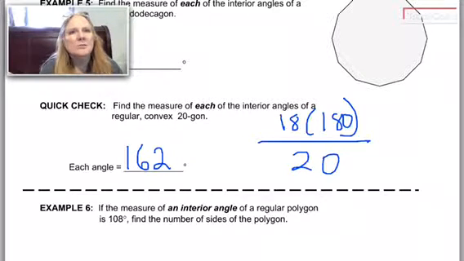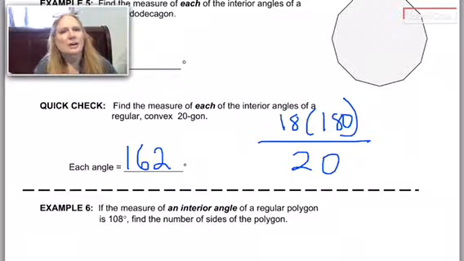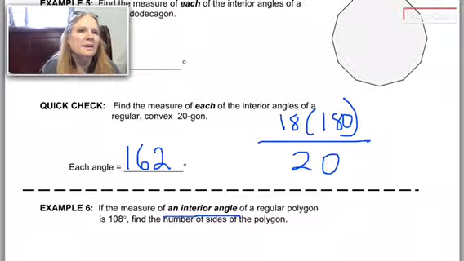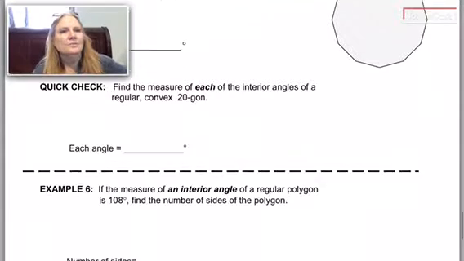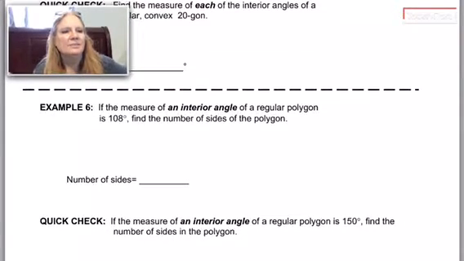But our next example is slightly different. This says, if the measure of an interior angle of a regular polygon is 108, find the number of sides of the polygon. This time, they're giving us the measure of the interior angle, and they're asking us the number of sides. Keep in mind, you cannot have a polygon with 2.5 sides. So your answer here is going to have to be an integer, or you've made a mistake. Let's see how to set this up.